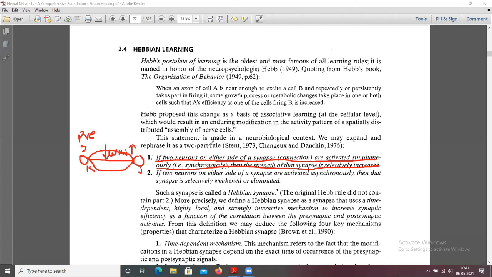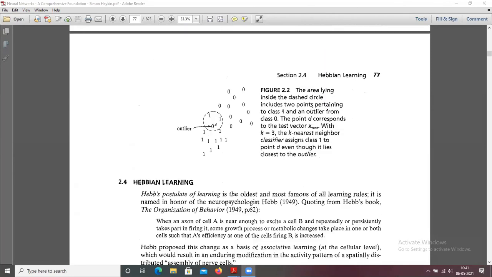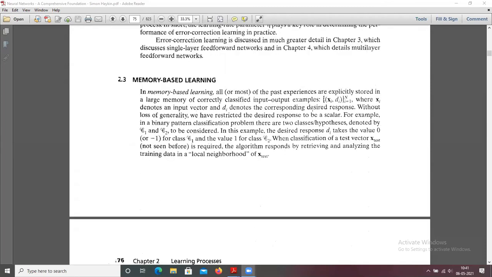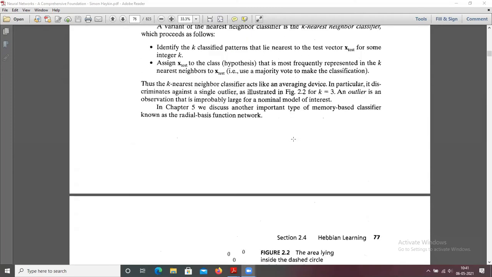In tomorrow's class, we are going to discuss the remaining things, the advantages and all these things in the Hebbian synapse. So this is about today's class. In today's class, we learned about memory-based learning and some part of the Hebbian learning mechanism.